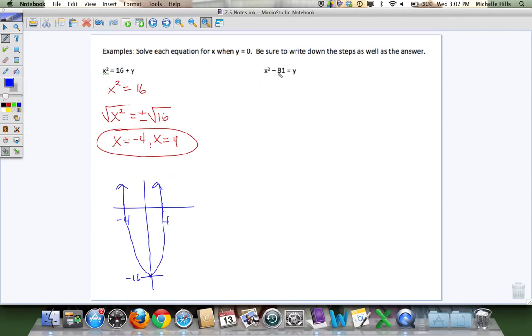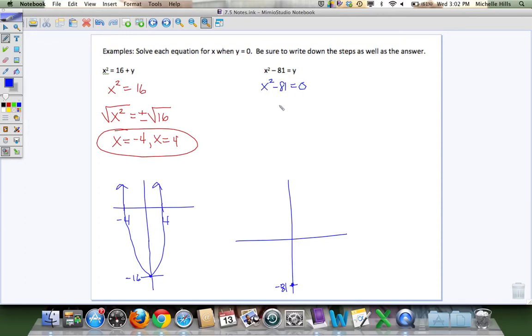Now, in this case, again, think about where this negative 81 would have started. Typically, it would have been over with the y. So x squared equals y plus 81. So what I know is there's no horizontal translation of the vertex, but the vertex has translated 81 units down, so at negative 81. If I solve this, I put 0 in for y, I get x squared minus 81 equals 0.